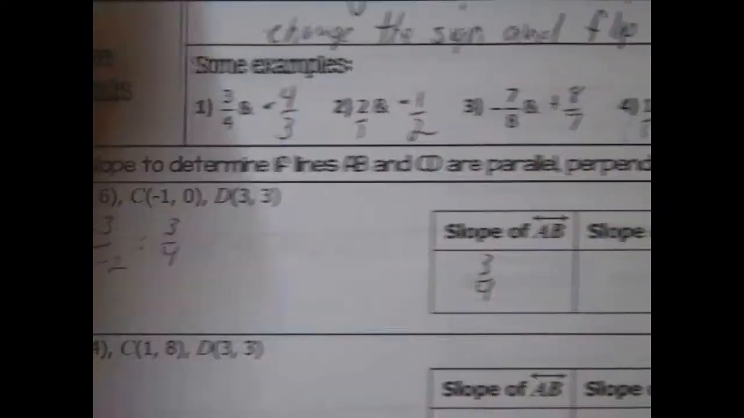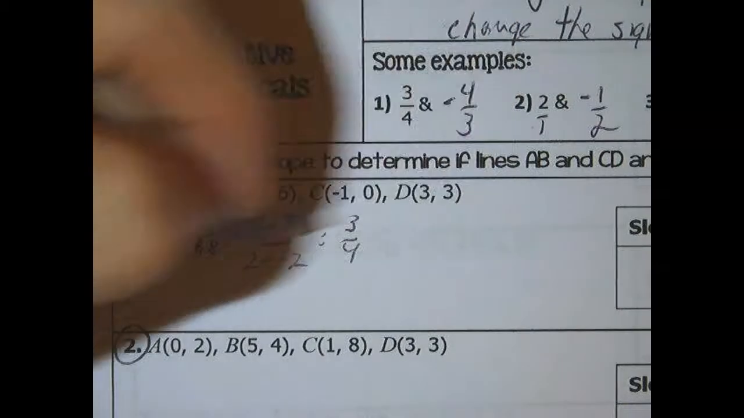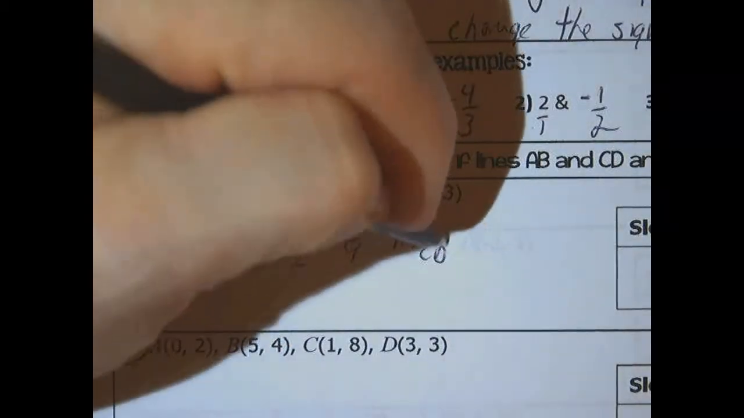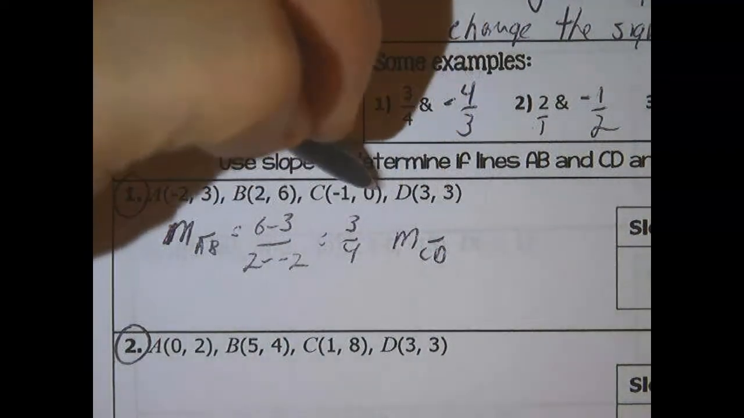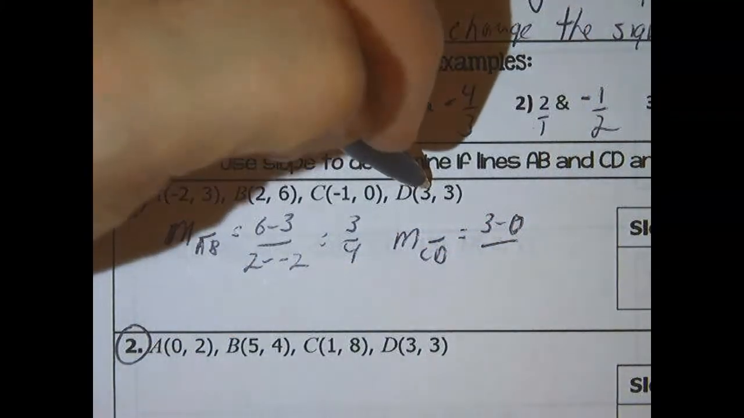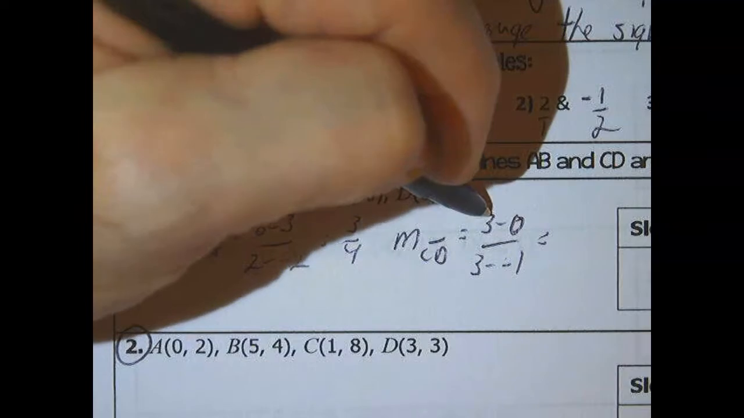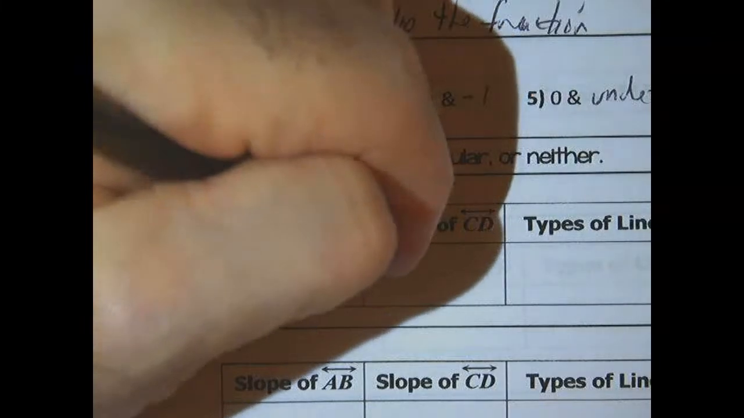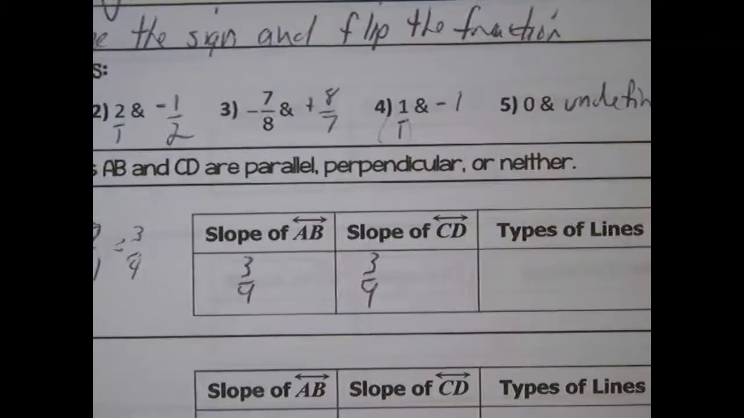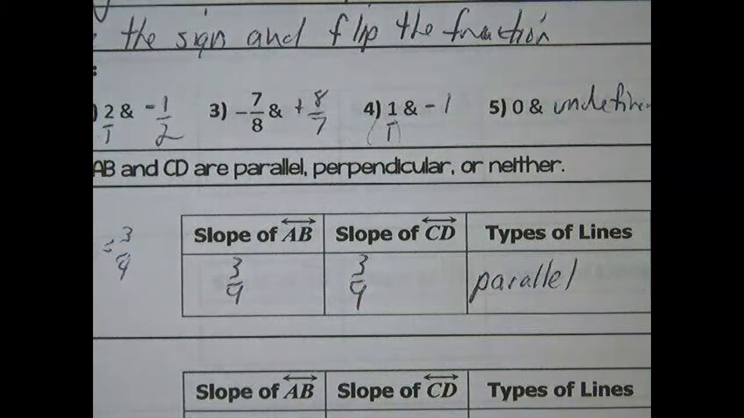Now let's find the slope. We're looking for the slope of CD, so let's find that. So the slope of CD would be 3 minus 0 over 3 minus negative 1. That is 3 over 4. It looks like these lines have the same slope. They're both 3 over 4, which means that the lines are parallel. There we go. That's how this works.